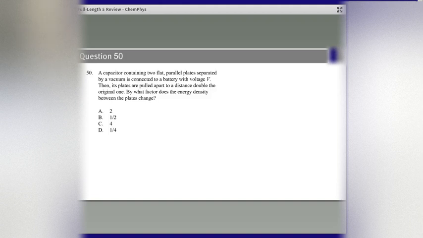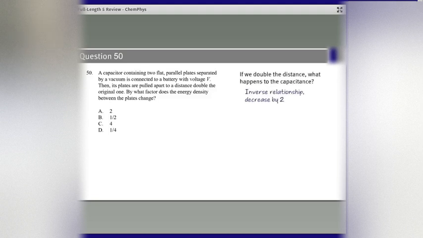Well, this is easy. If we double the distance, what happens to capacitance? It's just an inverse relationship. If you double, you decrease by 2. The equations you can use, okay, C is going to equal epsilon A over d, or U equals CV squared divided by 2. When I plug those things together, then I remember that's that inverse relationship, and all I have to do is match it, because if you bring that squared value in, answer choice D, 1/4.